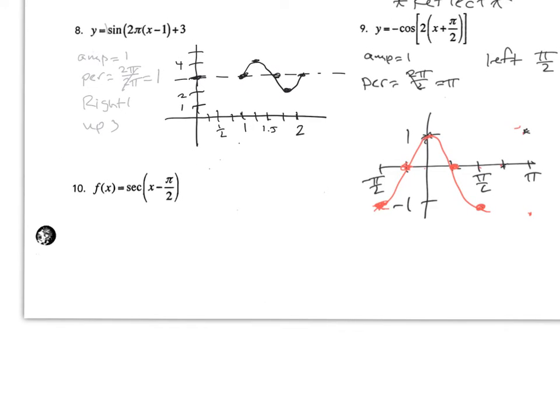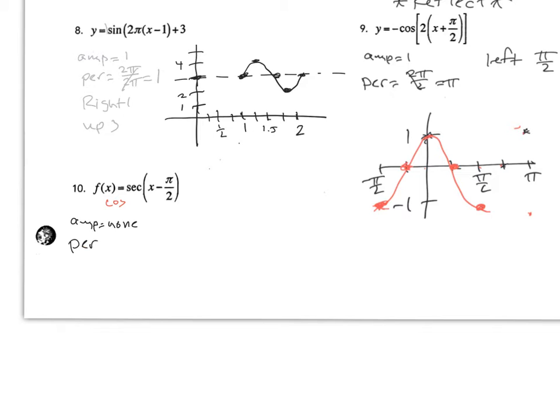Secant. Secant goes with cosine. You can choose to draw the cosine or not. That's up to you. We are going to have asymptotes here. And of course, the amplitude on this is none. But when you go to draw the cosine, you want to make sure you use that amplitude of 1.